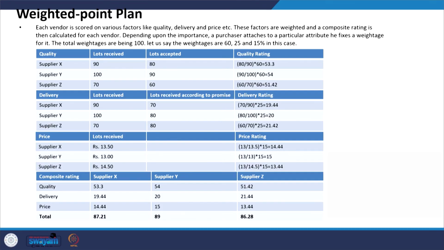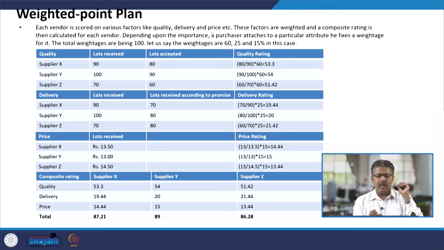Weighted point plan: each vendor is scored on various factors like quality, delivery and price. These factors are weighted and a composite rating is then calculated for each vendor. Depending upon the importance a purchaser attaches to a particular attribute, he fixes a weight for it. The total weight is 100, obviously. Let us say the weightages are 60, 25 and 15% for quality, delivery and price. So, quality 60, delivery 25 and price 15 in this case.